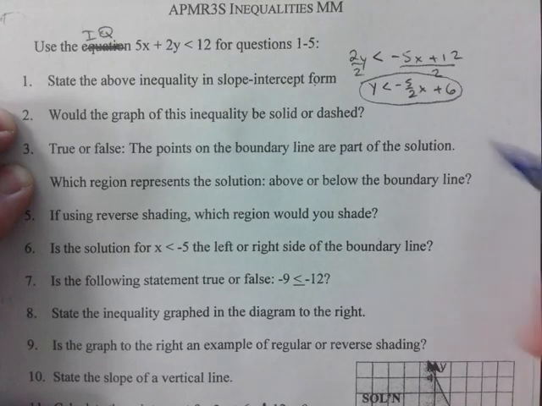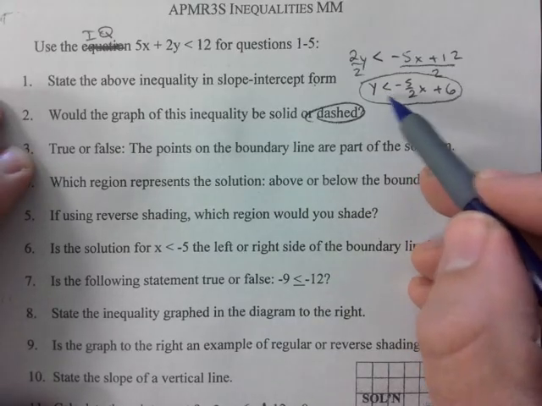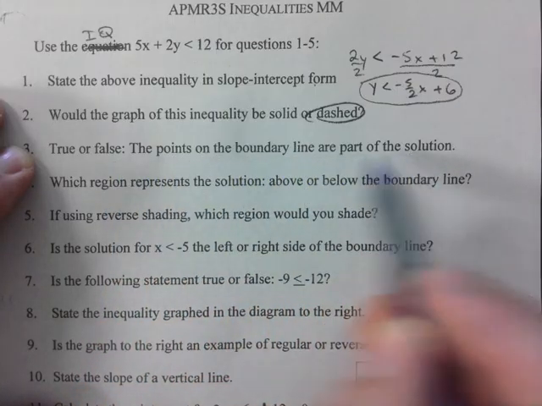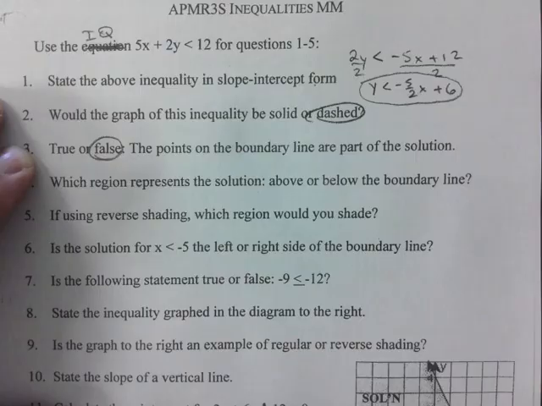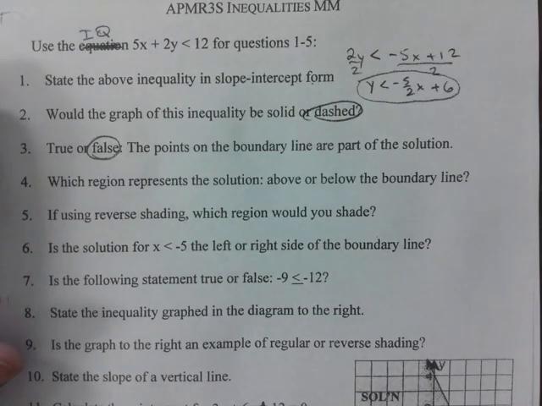Would this graph be solid or dashed? It'd be dashed because it's without the equal sign underneath. True or false? The points on the boundary line are part of the solution. That'd be false. Right? If it's a dashed line, the line itself doesn't count. Quit working on me. There you go.